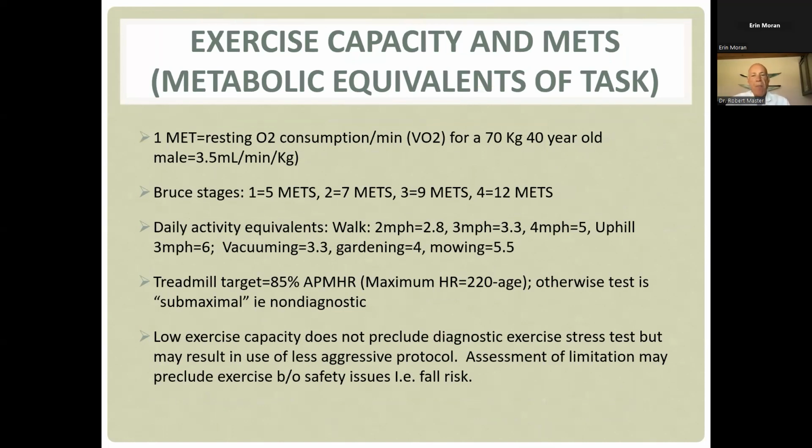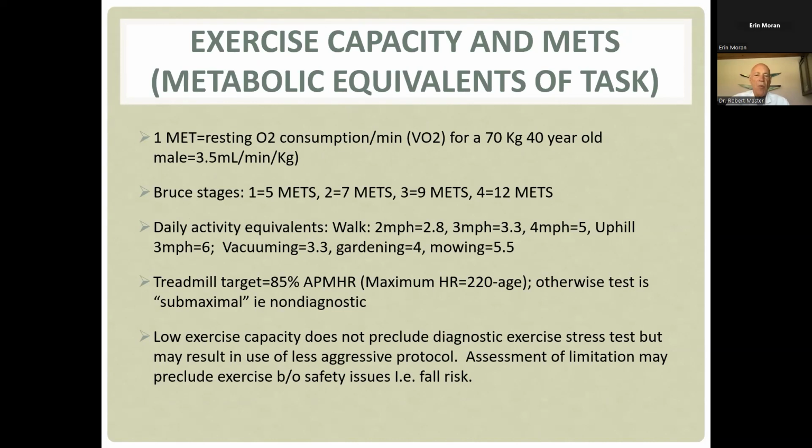So you'll hear a lot about METs, so I thought I would just cover that. A MET is the metabolic equivalent of task. And one MET is basically how much oxygen a 70-kilogram 40-year-old male uses, which is 3.5 milliliters per minute per kilogram. And that's not all that important, except you should know that stage 1 of a Bruce protocol is about 5, stage 2 is 7 METs, stage 3 is 9 METs, and stage 4 is 12 METs. And why is this important? Well, if you're talking to a patient about what they do on a daily basis, you can translate that into METs.